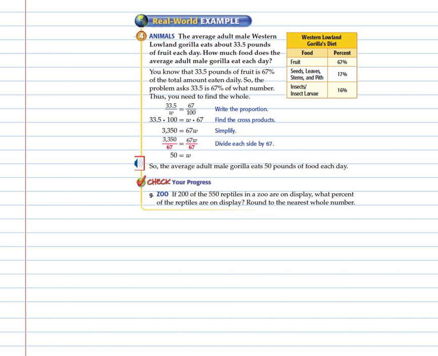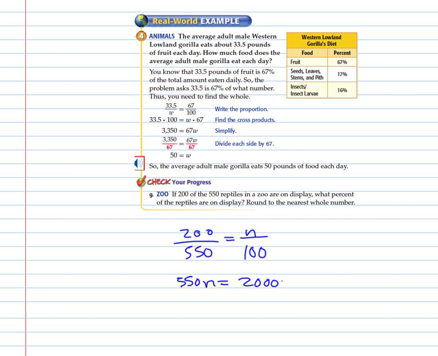So in my example, if 200 of the 550 reptiles in the zoo are on display, what percent of the reptiles are on display? So I'm going to do 200 over 550. I'm looking for the percent this time, so I'm back to this proportion, n over 100. So 550n equals 20,000.